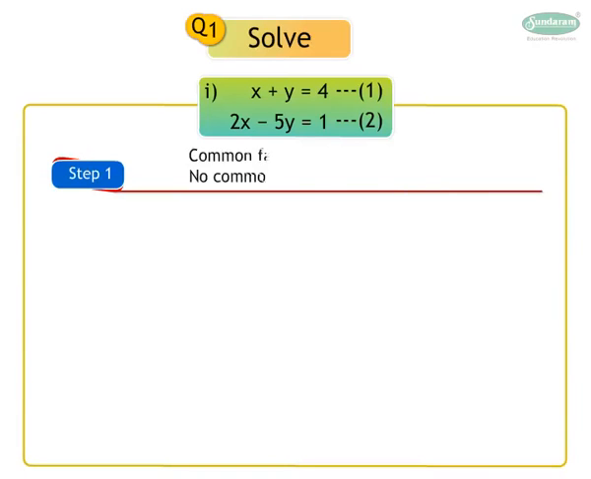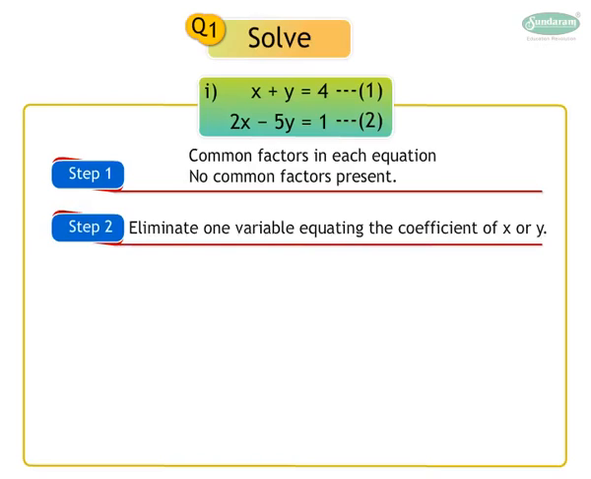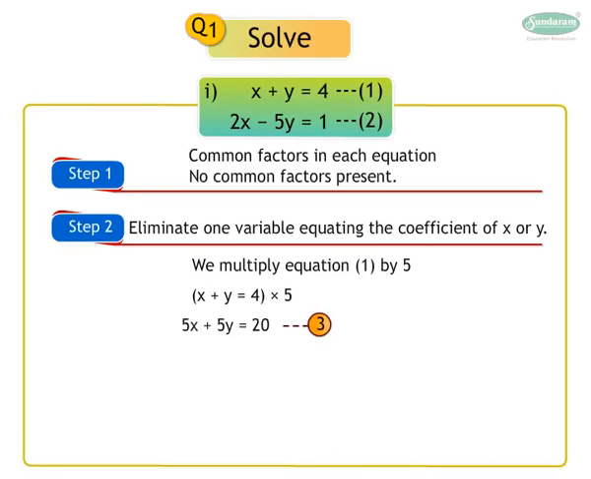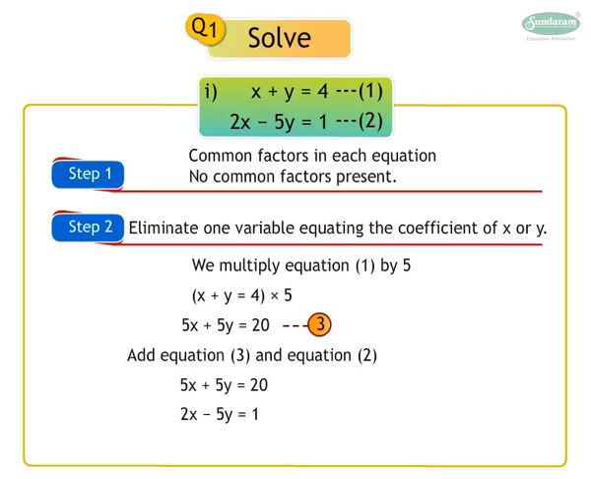Step 1. Look for common factors in each equation. There are no common factors. Let us go ahead. Step 2. In this step, we eliminate one of the variables from both equations 1 and 2. We do this by equating the coefficients of y. Hence, we multiply x plus y is equal to 4 by 5. We get equation 3, which is 5x plus 5y is equal to 20. Now to eliminate, we add equation 3 and equation 2.